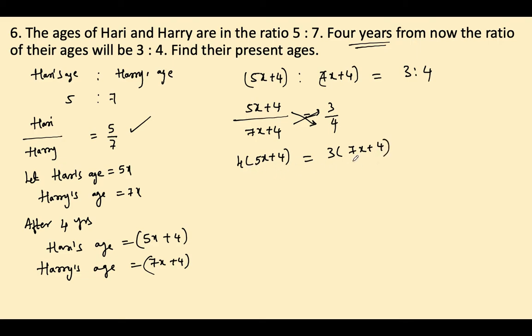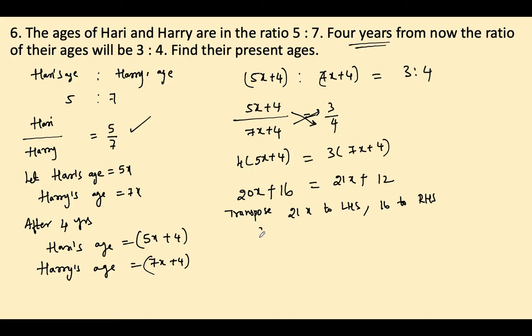Let's expand this by using the distributive law. 4 times 5x is 20x plus 4 times 4 is 16, is equal to 3 times 7 is 21x plus 3 times 4 is 12. So what do we have? We have a linear equation with variable terms on both sides of the equation. Let's transpose this 21x to the left hand side and 16, the constant term, to the right hand side, so that we are able to bring all variable terms to one side of the equation and all constant terms to the other side. So what we are doing? We are going to transpose 21x, that is this variable term here on the right side, to the left hand side, and this constant term here, that is 16, to the right hand side.